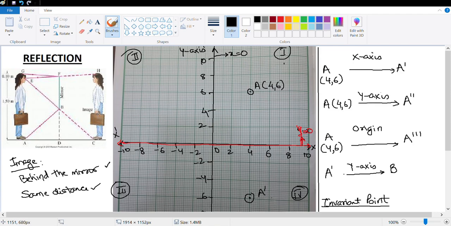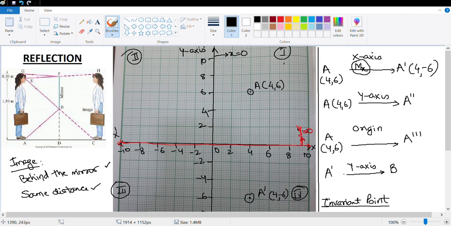Let's call this reflection A dash, and the coordinates of this point will be (4, -6). So this is A dash, and A is being reflected on the x-axis, and it gets formed behind the mirror, which in this case is in quadrant 4. So if A is (4, 6), then A dash, which is the reflection on the x-axis, is (4, -6). Now, in your book, you would notice that they call it Mx, which means subscript x and M. This basically means that you're reflecting it on the x-axis.